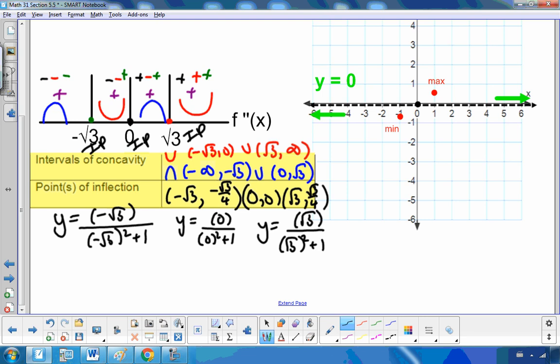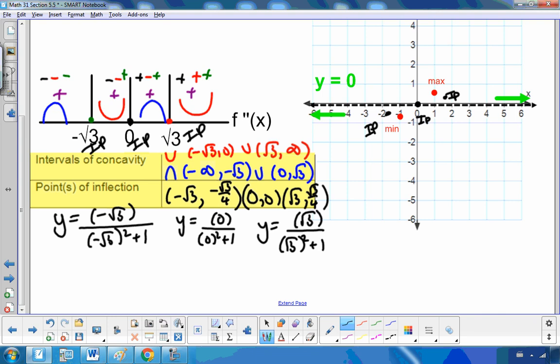So to help me out, I just kind of want to know what the number value of those are. So negative root 3 and negative root 3 over 4, I'm going to plot where that is. That's about at negative 1.7 and negative 0.4. So an inflection point right about there. And then an inflection point at 0, 0. And an inflection point at about 1.7 and 0.4. So that's going to be just below my maximum value. We'll say right about there, inflection point.